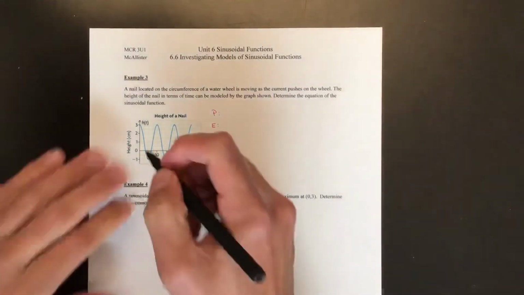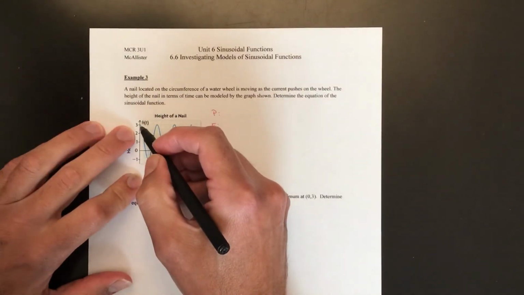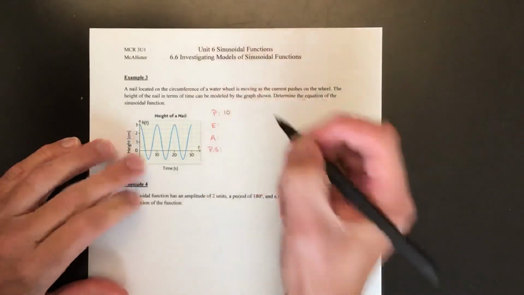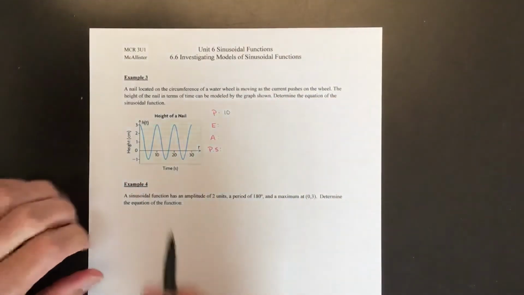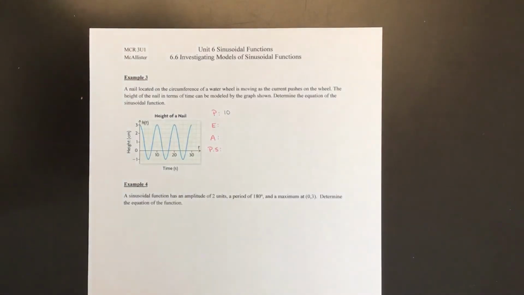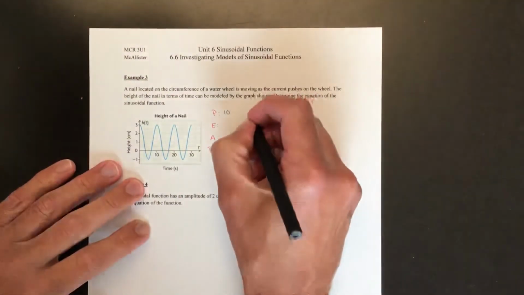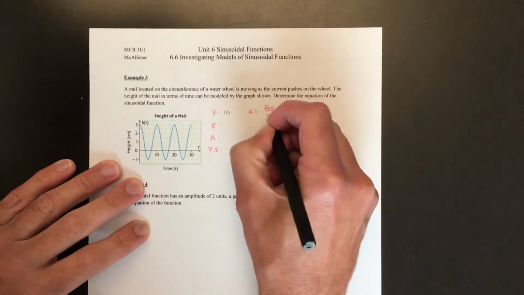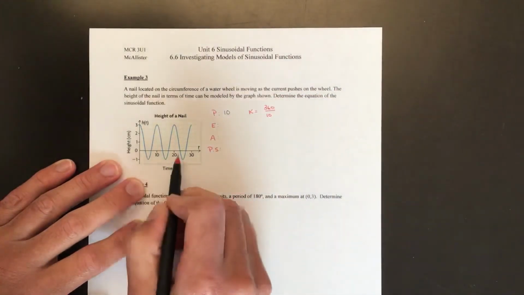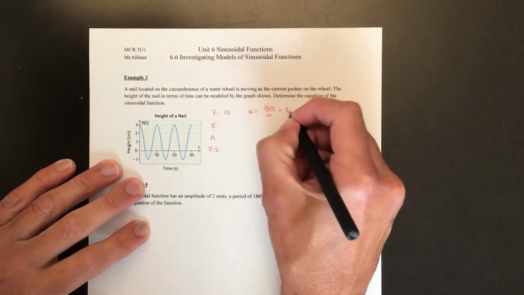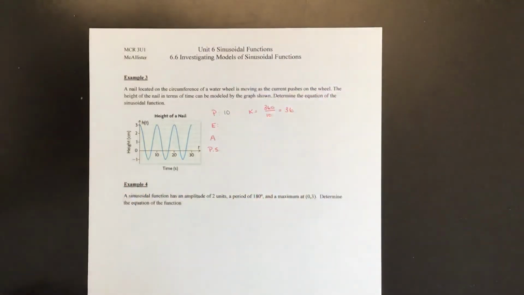If I start at the y-axis again, minimum point back to a maximum point, the period is 10. Now, even though the period is 10 in terms of seconds instead of degrees, it doesn't matter. To get the k value is still going to be 360 divided by the period. So even though we're talking about time here, not degrees, we still divide by 10. So my k value will be 36.